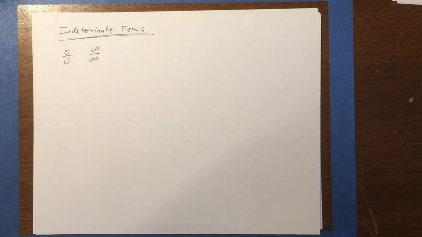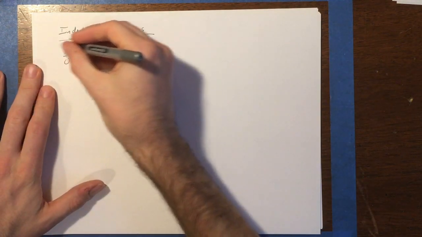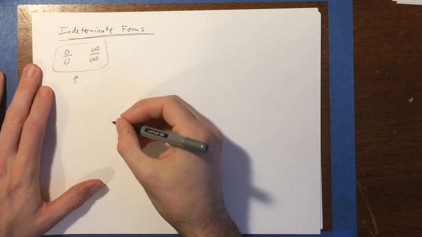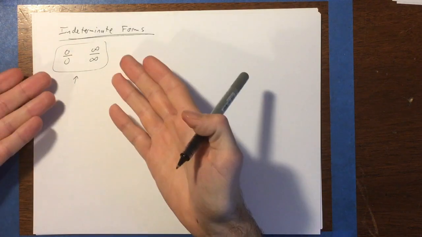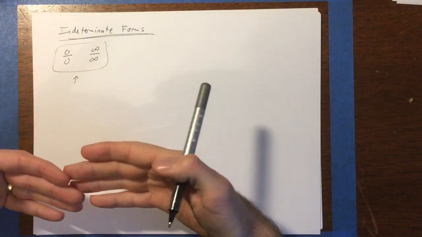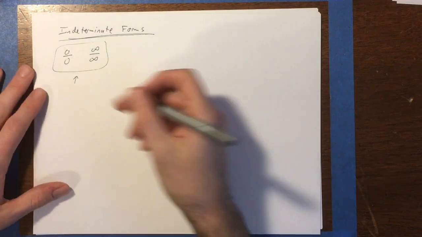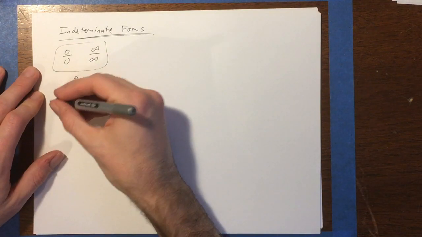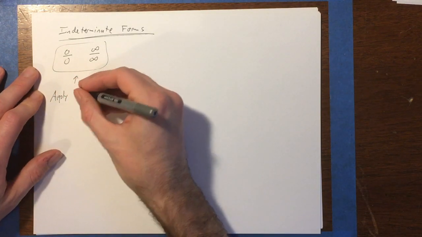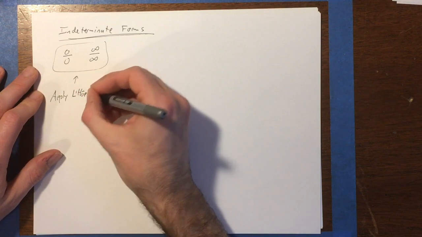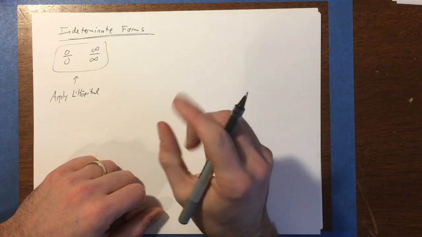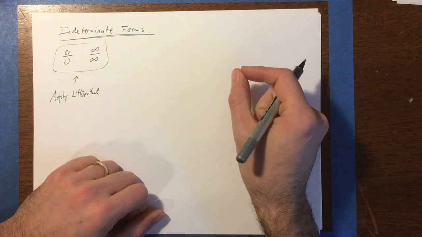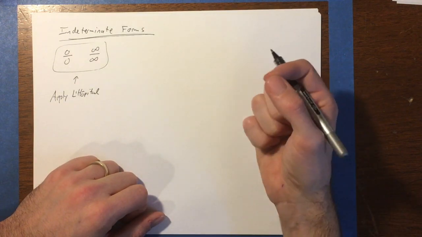Okay, we're not done talking about indeterminate forms. So far, we have established these two indeterminate forms. And if you have the limit of a function in one of these forms, a ratio where the numerator and denominator are either both approaching 0 or both approaching infinity, then of course you can apply L'Hopital's rule, Bernoulli's rule. But it turns out there are other indeterminate forms that will come up.